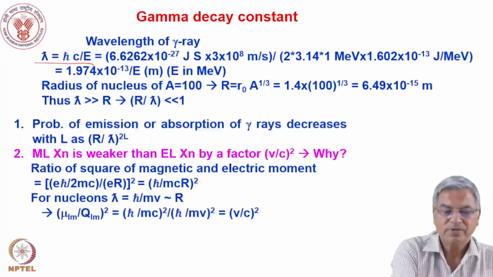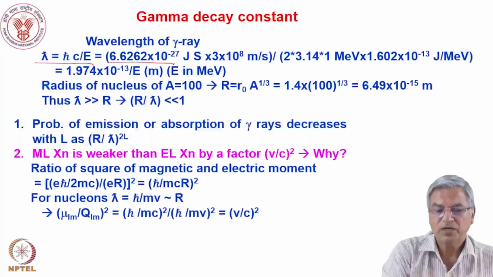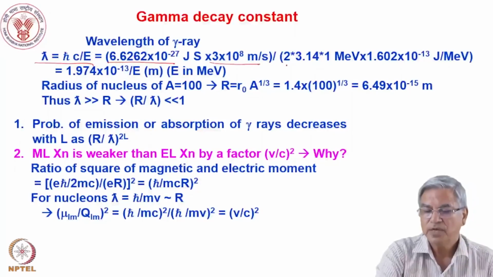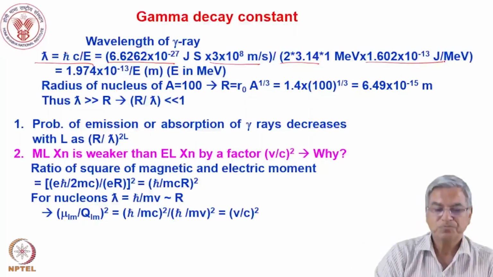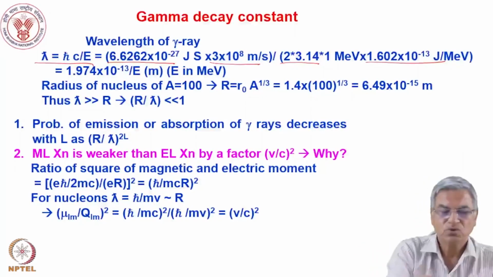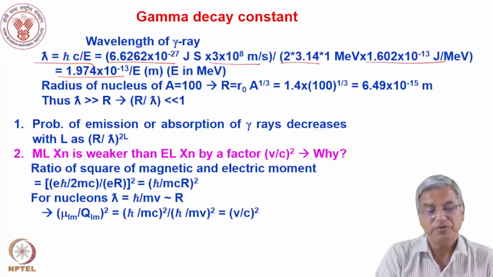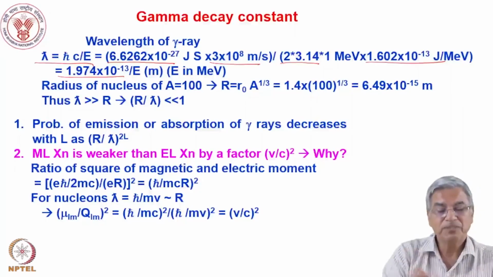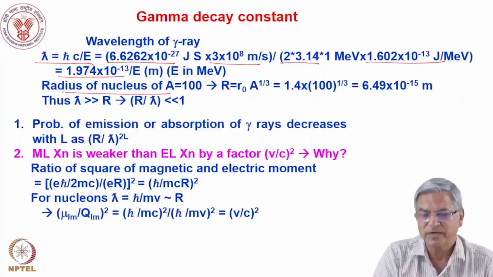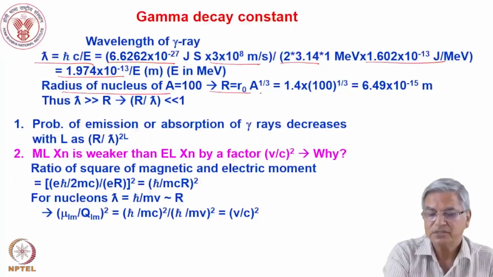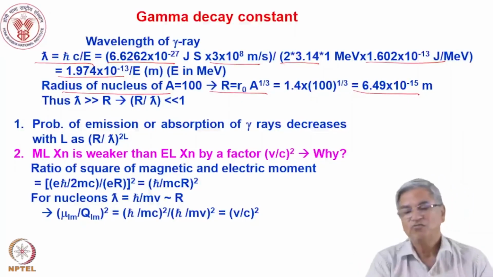So you can see here, this is the h value, 6.62 times 10 power minus 27, this is the c value, h cross means h upon 2 pi, and you convert the joules into MeV. So it will become 1.974 times 10 power minus 13 meters, where E is in MeV. Now let's compare this value with the radius of the nucleus. Typically for a nucleus of mass 100, you can calculate the radius as R0 A raised to 1/3. That becomes 6.49 times 10 power minus 15 meters.